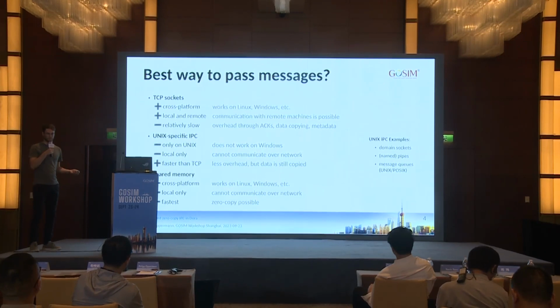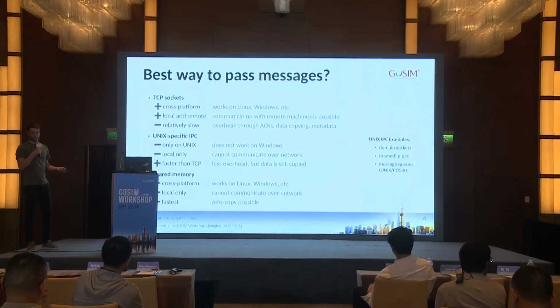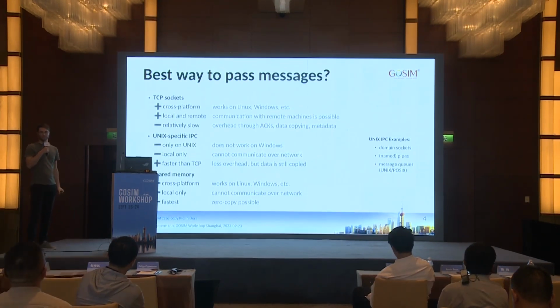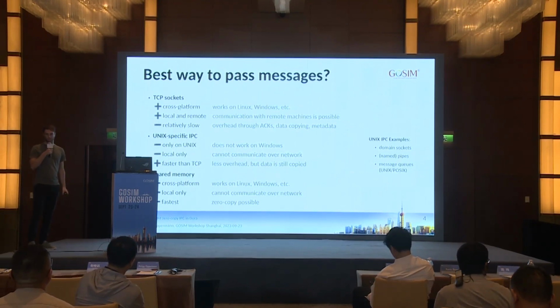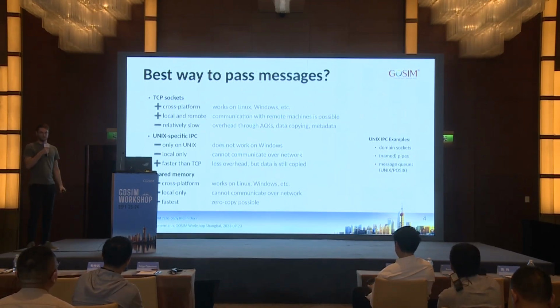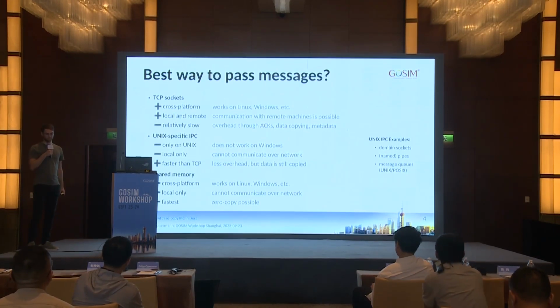And also we have some metadata that is used for addressing remote machines that we don't really need for local communication. So for local communication, we could, for example, use Unix-specific IPC, which is not available on Windows, unfortunately, but it's much faster than TCP sockets. So some examples are domain sockets or pipes or message queues. But this only works on a single machine and it only works on Unix systems. So it's not a good fit for Dora, where we try to be multi-platform.